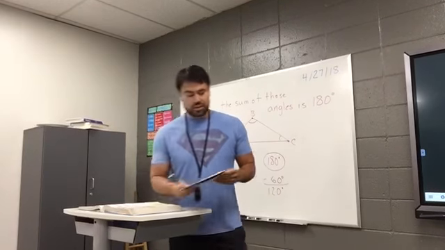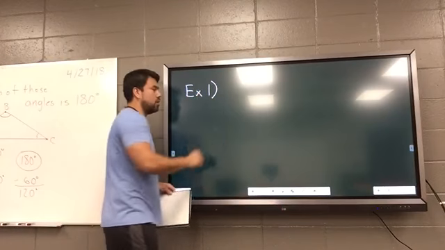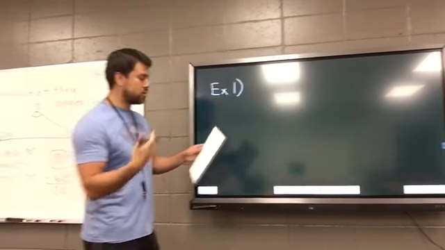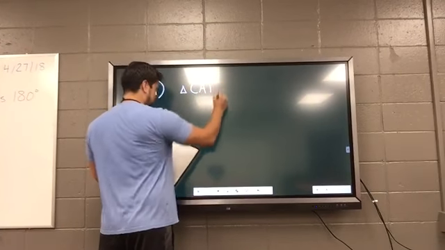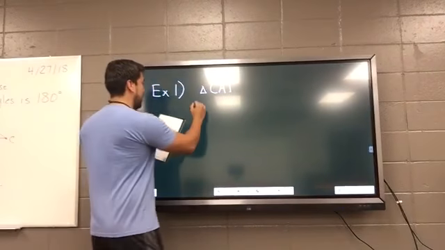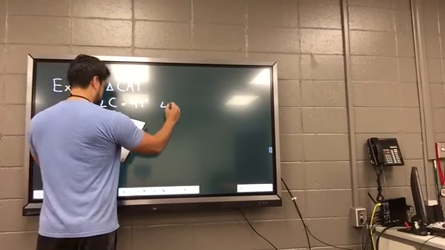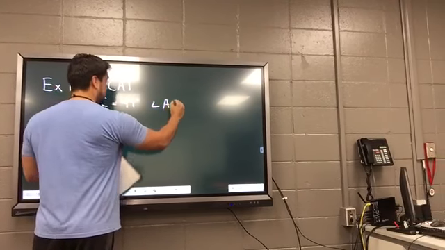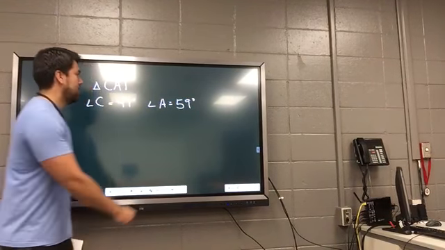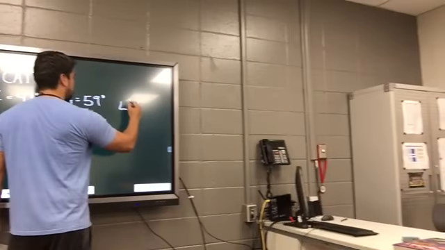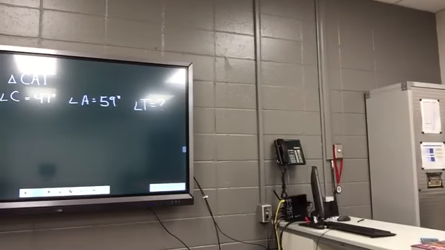Example number one, just to make sure you get this, I want you to work on your own, but don't look at the answer because obviously the answer is there. They gave me angle CAT, and they gave me two angle measurements. They gave me angle C is 47 degrees, and angle A is 59 degrees. What do you think they're looking for in this problem? They want to know what is angle T's measurement. How do you think I should find it?